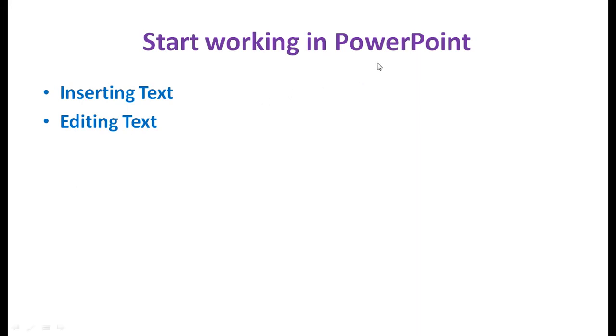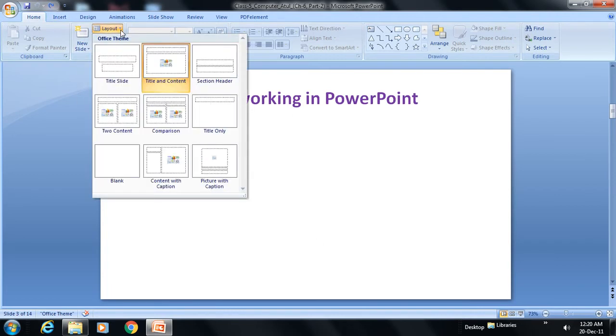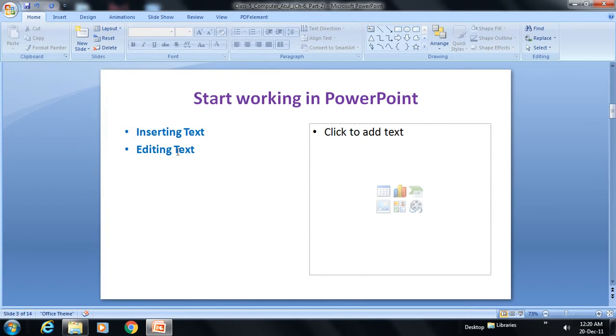Start working in PowerPoint. Two points are there: inserting text and editing text. How can we insert and edit text? Let's see. As you can see, this is the PowerPoint window. If I change the layout, it will look like this. This box is a placeholder. We can type text over here. As you can see, it says click to add text. So what you need to do?